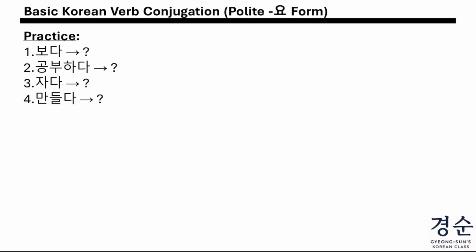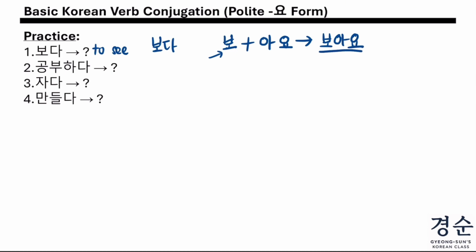Okay? Last practice, we have number 1, 보다. Okay, 보다 means to see. Okay? So based on our rules, is it a or o? Yes, it's an o, right? So removing the 다, we take only 보, we add what? A, right? 아요. So basically, it should become 보아요. So even though it's okay to leave it 보아요, as you read it, it becomes 봐요. Okay, this is the most common one, 봐요.